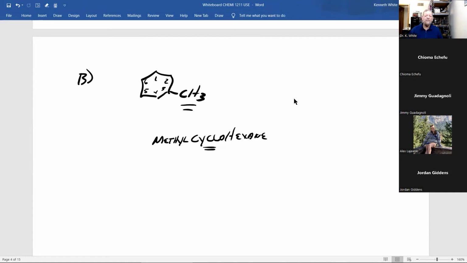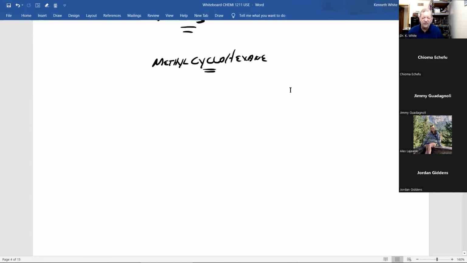And remember, when there's only one substituent, no, that's not 3-methyl cyclohexane. When there's only one substituent, you don't use a number, because that would always be carbon 1. Why write down something you already know? You don't need a number. And that's what IUPAC said. All right, let's look at another one.